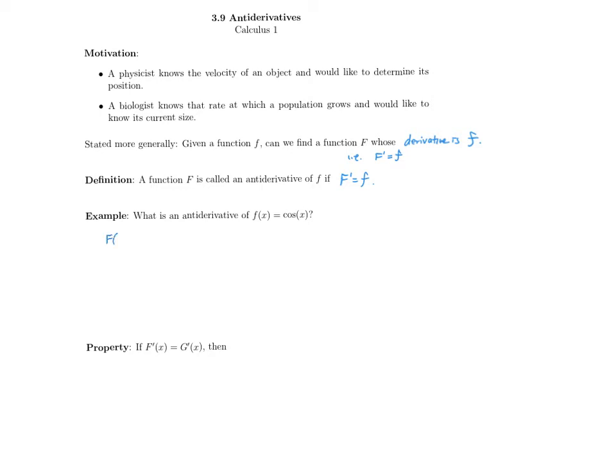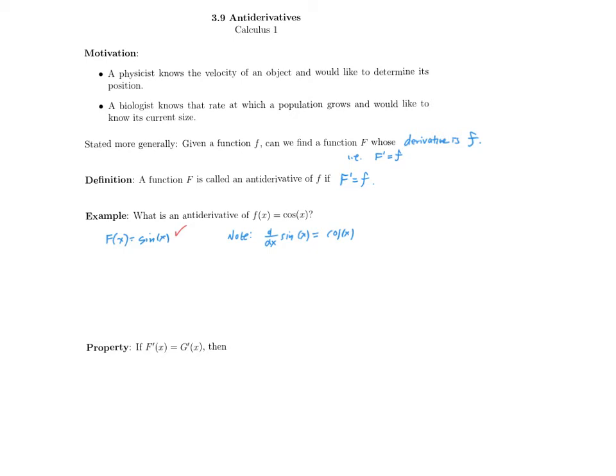So note, if big F of x is equal to sine of x, the derivative of sine x is equal to cosine x. So in this case, yeah, absolutely. Sine of x is an antiderivative of cosine because the derivative of sine is equal to cosine. But could you come up with any other antiderivative?